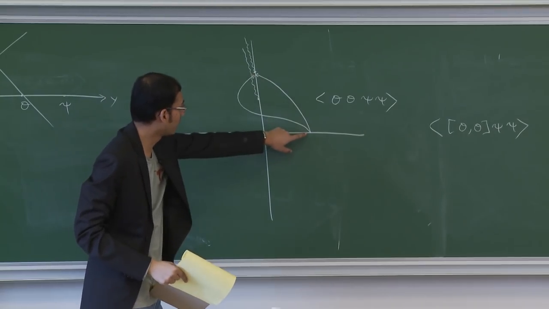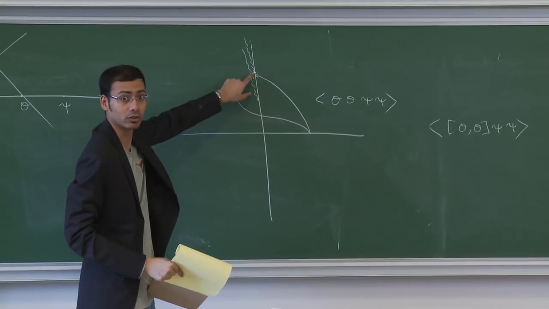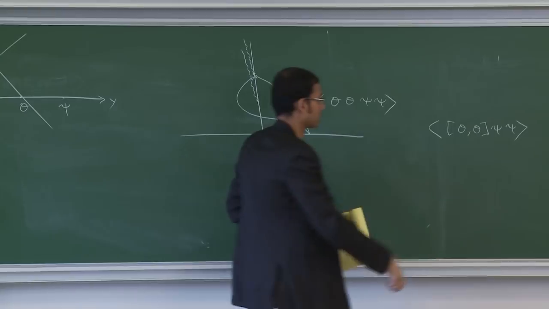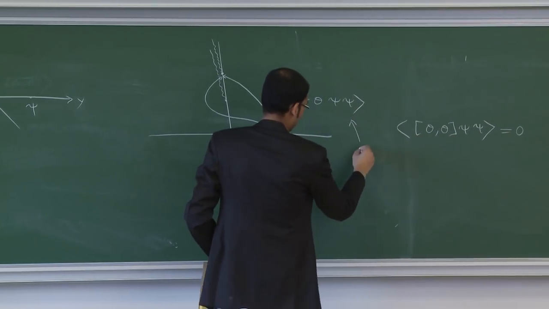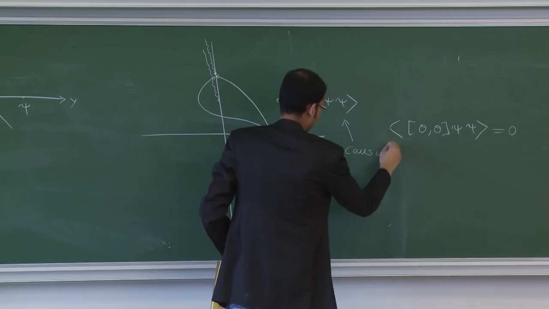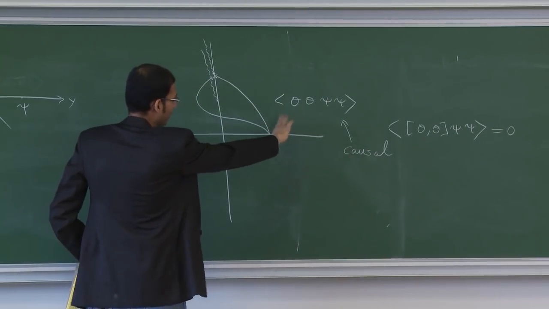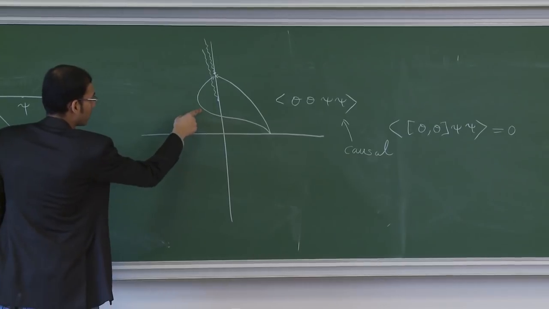Now, if I follow this path, as I said earlier, this singularity is fixed by the light cone. So as long as I'm below this singularity, this is zero. And that means this correlator is causal. And that's not very surprising. This correlator is fixed by the light cone structure. Now let's look at this correlator.